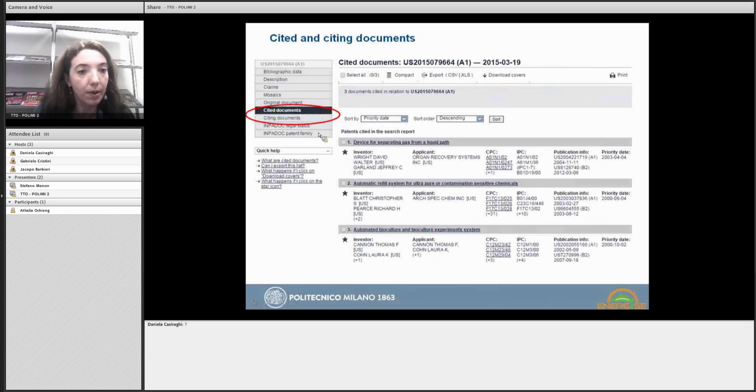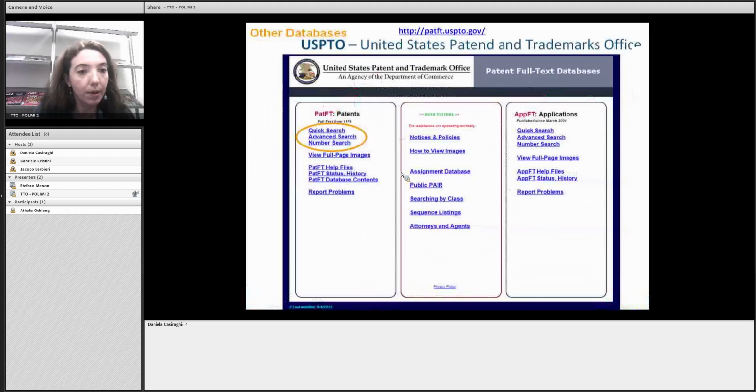If I'm clicking on cited document or citing document, I can see which are the documents cited by my patent, so I can see the tree of citations of my patent.